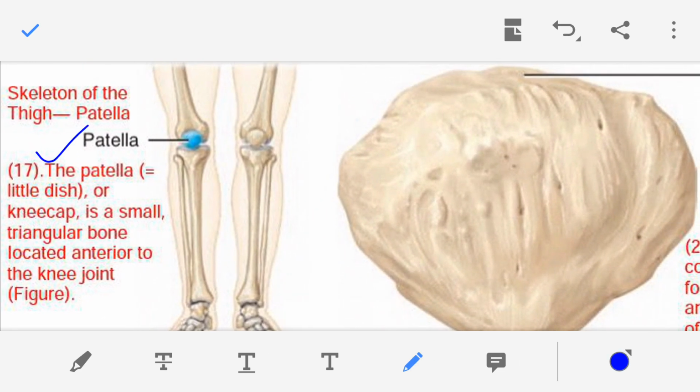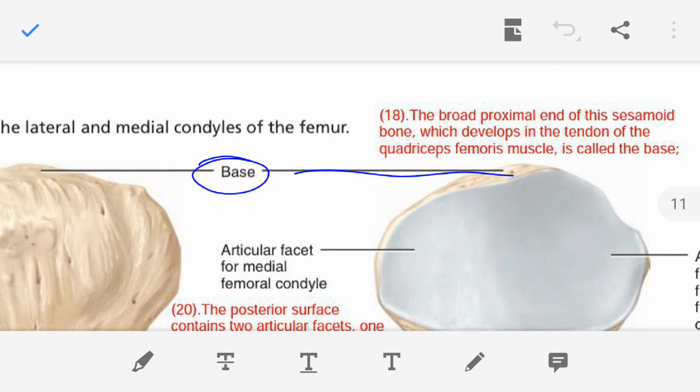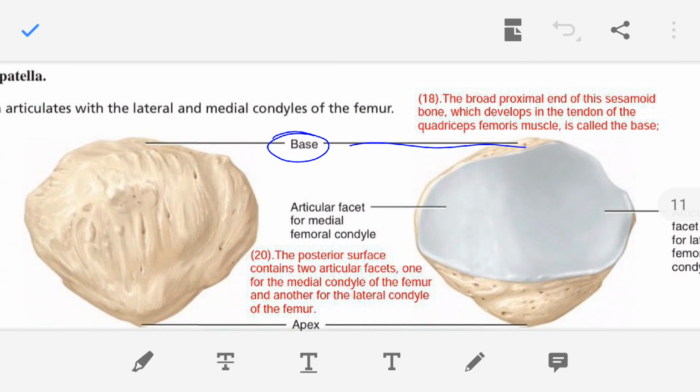So this is the point number 17. Now moving on, point number 18.